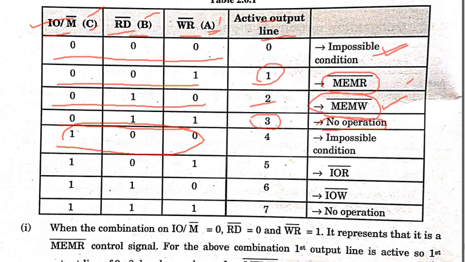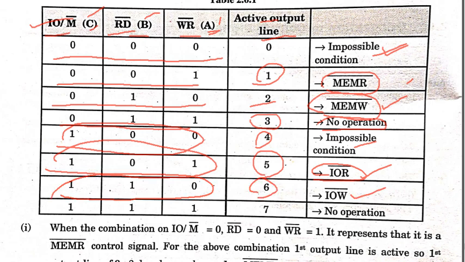At 100, which is 4 in decimal, again an impossible condition is there. Then 101, that is 5 in decimal, input output read operation will be done in that case. 110 means 6, so at that time input output write operation will be done. So both these are active low signals. And the last one is 111, that is 7 in decimal, so there is no operation. So this is the total truth table of the 3:8 decoder.